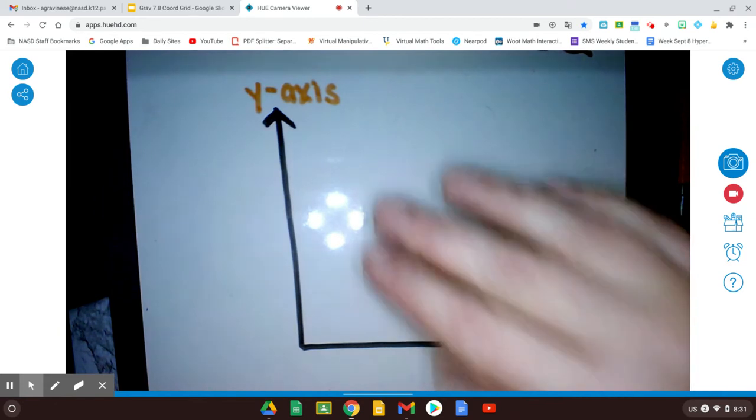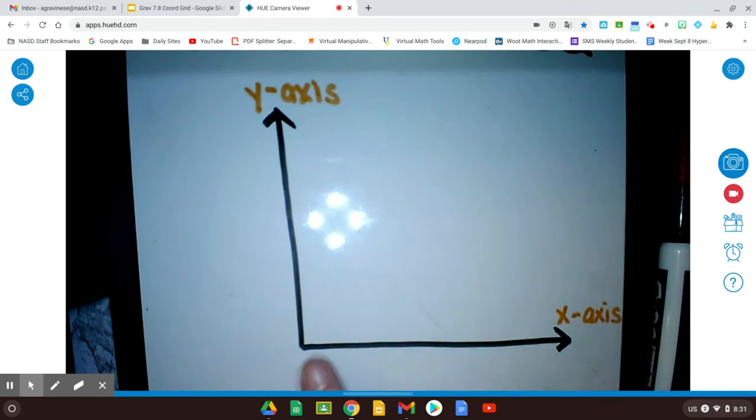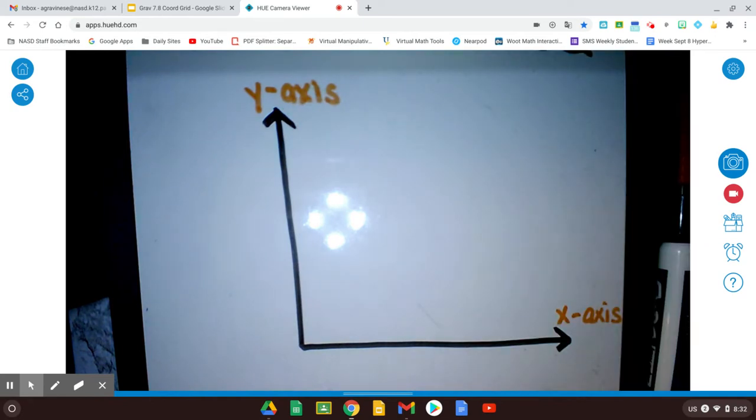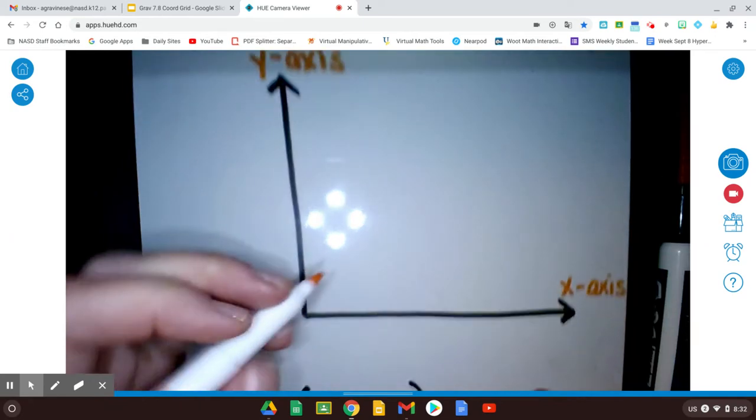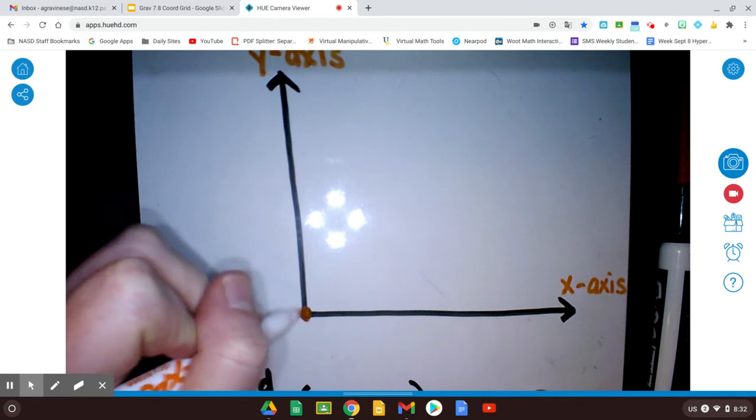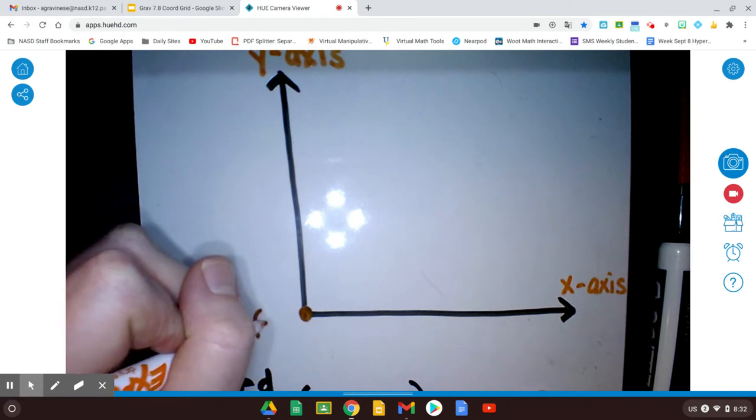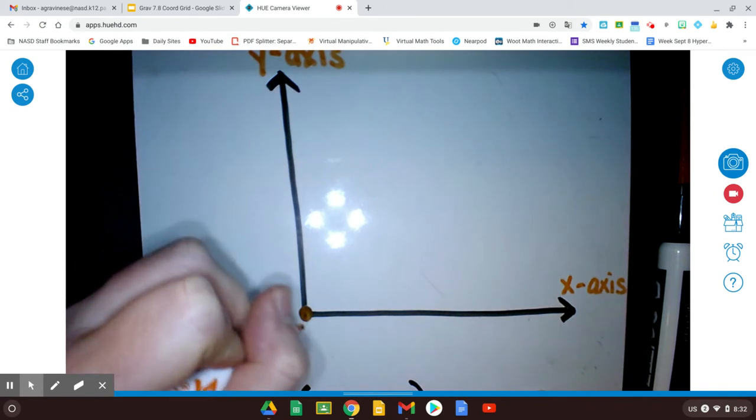All right, so here we have our coordinate plane. We have the x-axis going across. We have the y-axis going up and down. This point or spot where the two axes meet, it has a special name, and that place is called the origin.